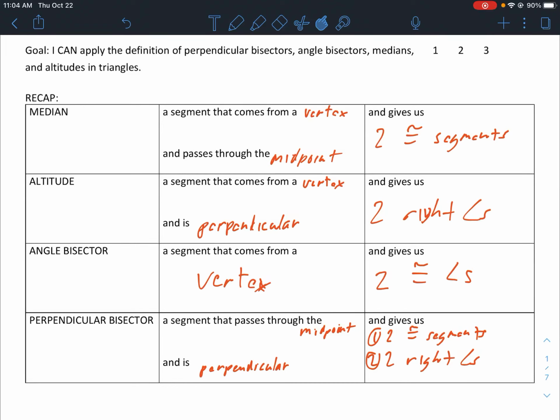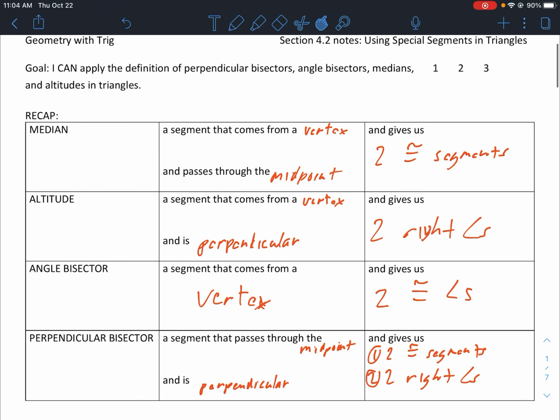Okay, today continuing our look into Chapter 4, we're going to do Section 4.2, which is using special segments in triangles. So the first slide is just a recap of everything we did in 4.1. You can see our four special segments there: median, altitude, angle bisector, and perpendicular bisector.